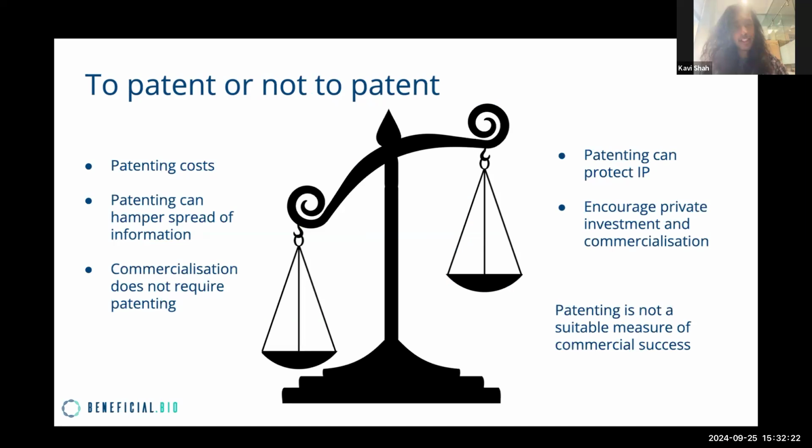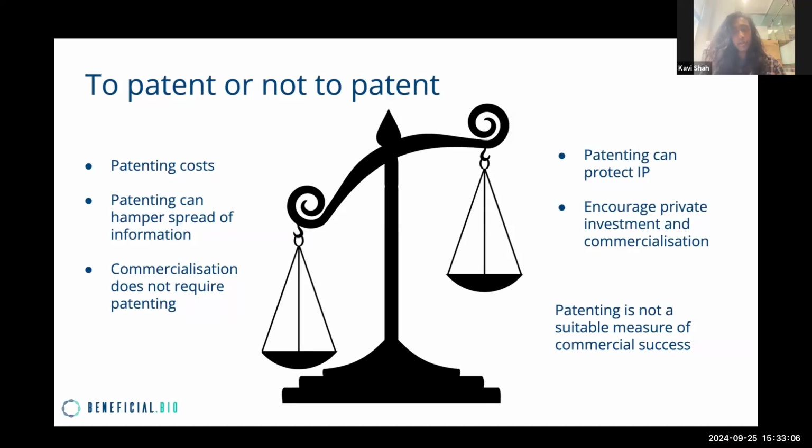And so there are some definite benefits for patenting, which includes protecting your intellectual property, encouraging private investment and commercialization. However, patenting does have costs and can hamper the spread of information. And an important point to note is that commercialization does not require patenting. And that's evidenced by some of the startups who have produced reagents based, at least initially, on open source products, potentially then developing patentable material.